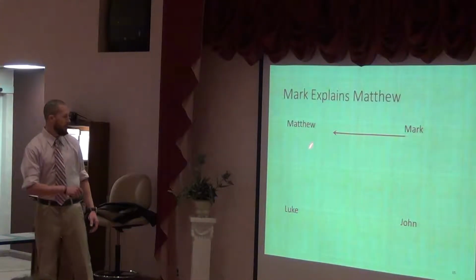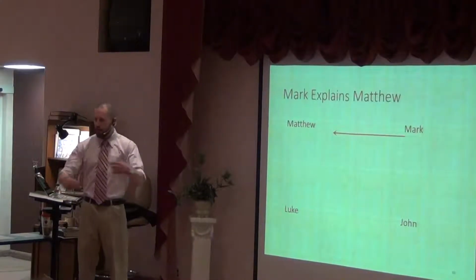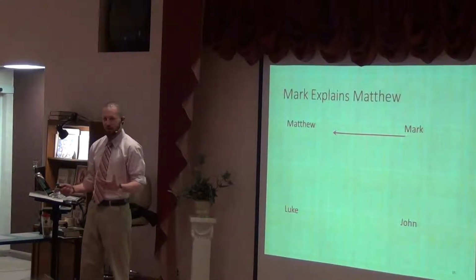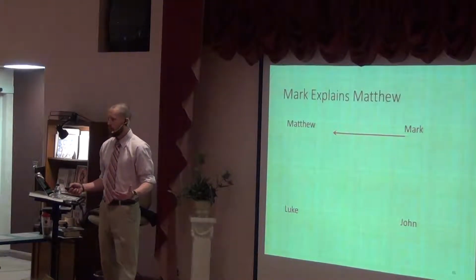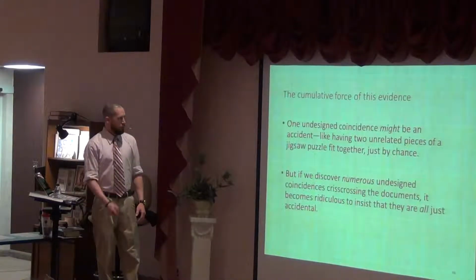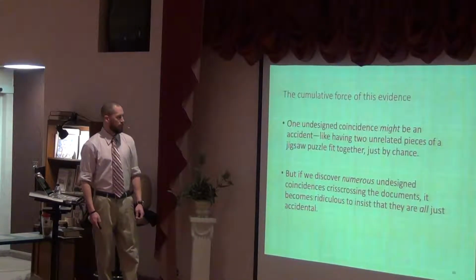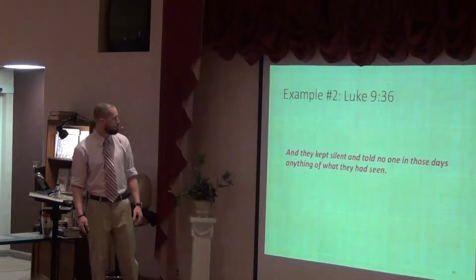But what we're going to see is that Matthew will confirm Mark, and Matthew John, and John Matthew, and Luke Mark, and Mark Luke, and it's all interlocked. So then the question would be, who copied from whom? Because they're all filling in details from each other. One coincidence might be an accident, but if you have a bunch of them, then it's not an accident.